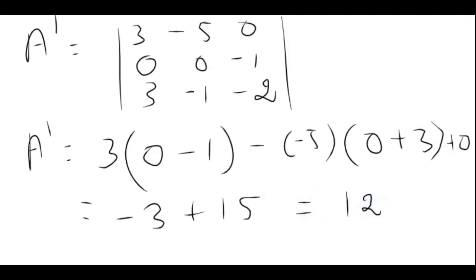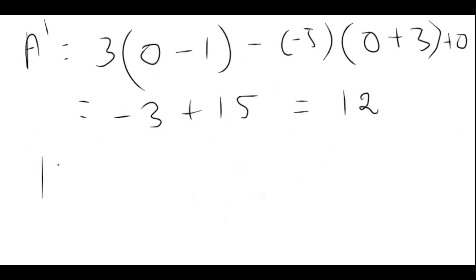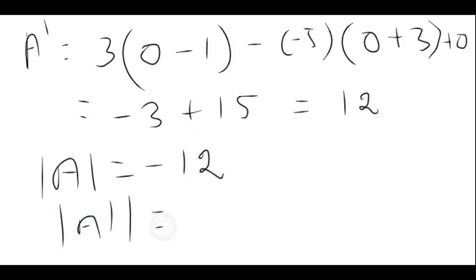So earlier we saw the determinant of A was minus 12 and the determinant of A dash is equal to plus 12. So it is clear that the sign changes. Hence it is verified.